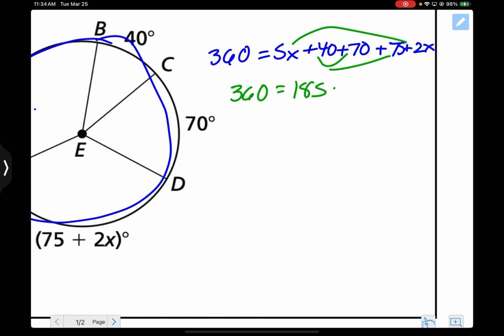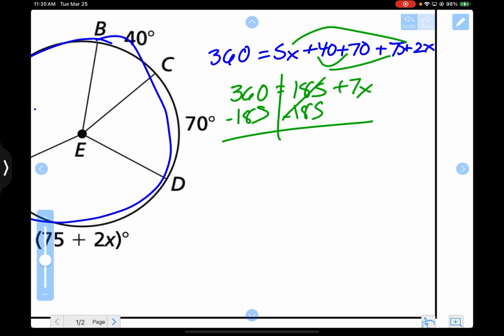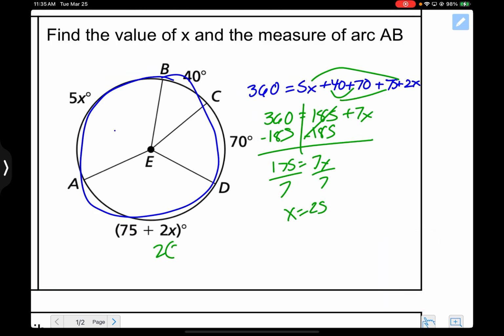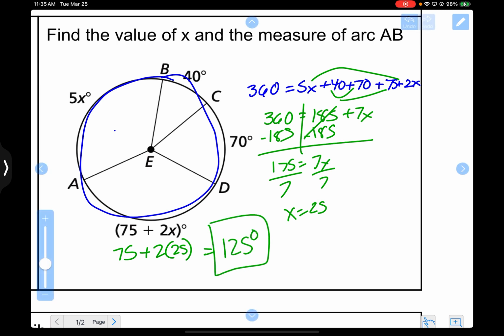plus 7x, since we add our x's. And so now we can just simply solve. 360 minus 185 is 175 equals 7x. And then we divide by 7, which gets us x equals 25. So now we can plug in our 25 here, and then we should get 125. And then we plug in our 25 here, and we should get 125.